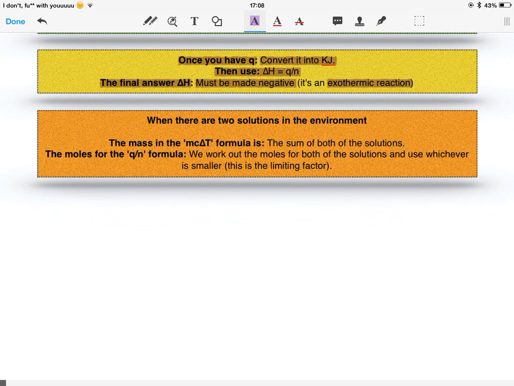And just a couple of notes: when there's two solutions in the environment, the mass that we use for the mcΔT equation is the sum of both of the solutions. And the moles that we use for the second equation, the Q over n formula, is we work out the moles for both of the solutions, and then whichever is smaller is the one that we use. And that's because this is the limiting factor.